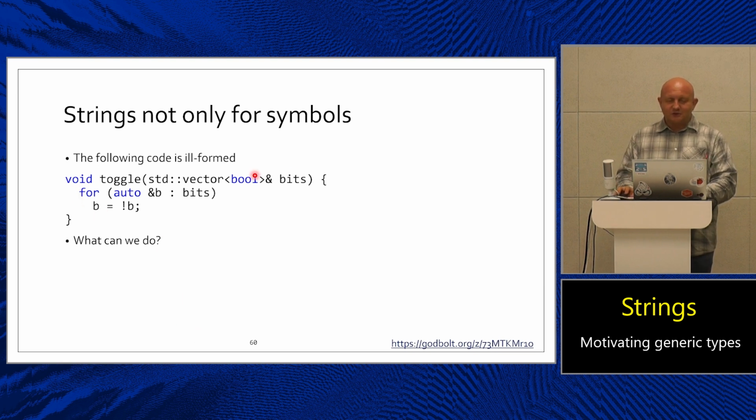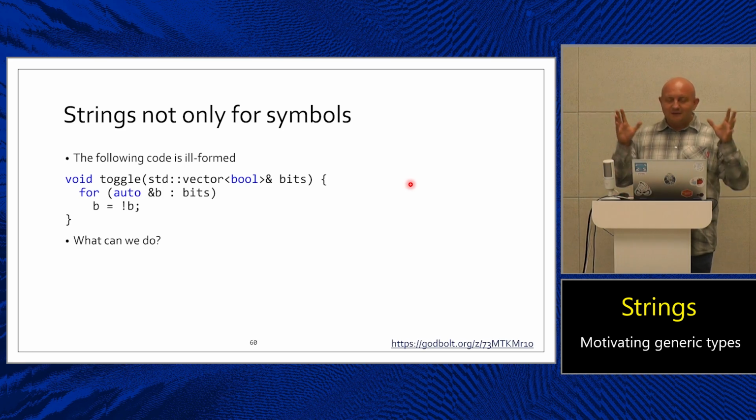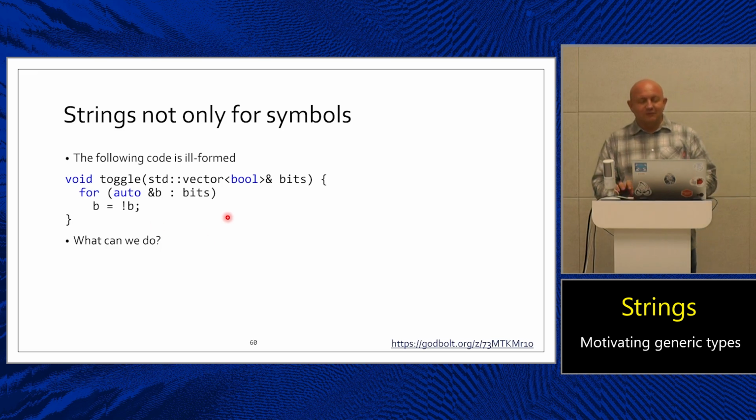We have some function toggle that takes a sequence of bool bits and toggles each of them, like toggle each bit. The compiler complains: it cannot bind a non-constant reference because vector bool proxy references are rvalues.